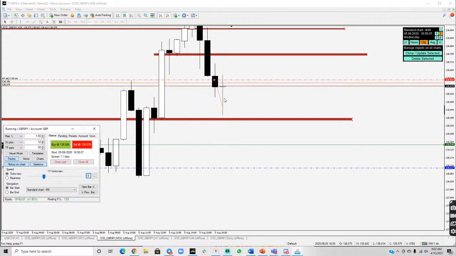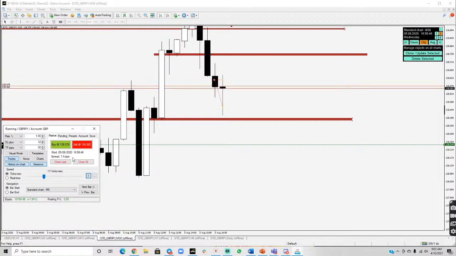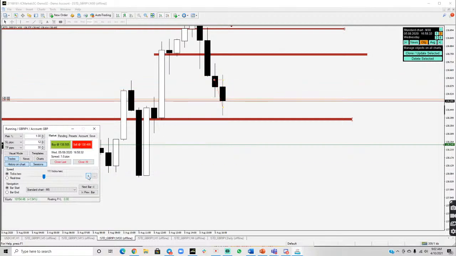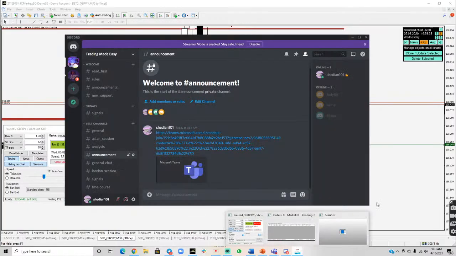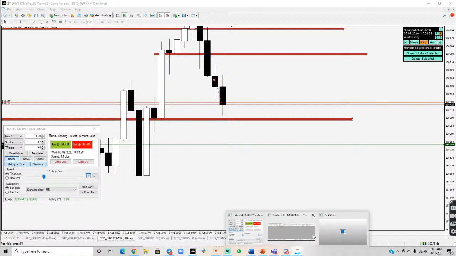All right, and as I can see, we reject the area, we got stopped out. Now the good thing about this is that we would have secured some position. All right, so this is still not a losing trade because we would have secured some position in this trade, hence making the trade profitable.